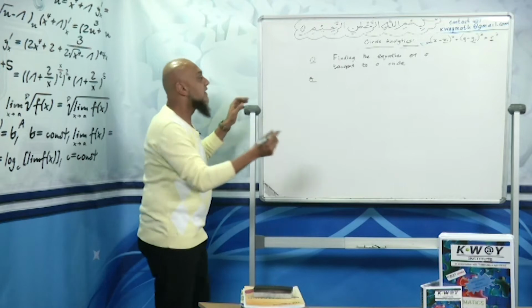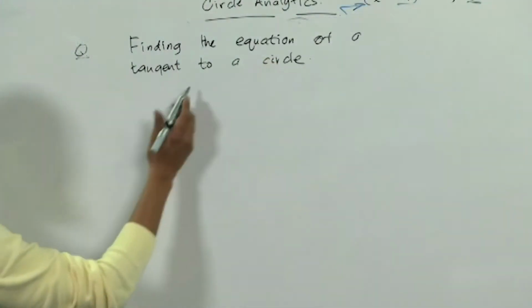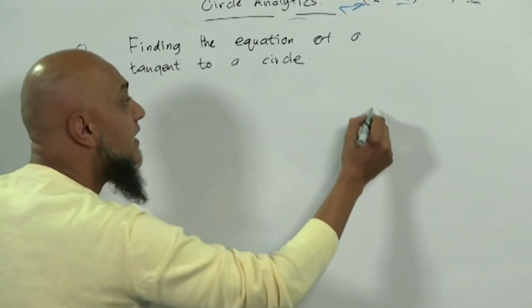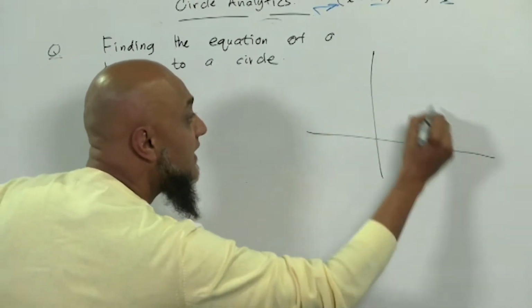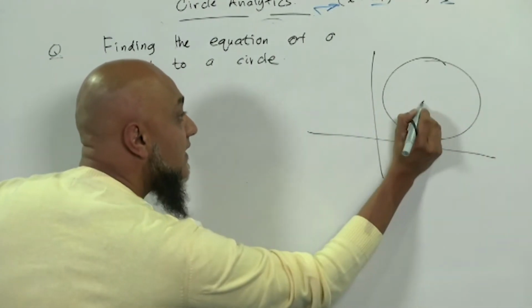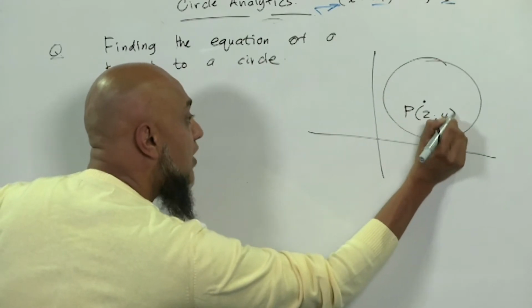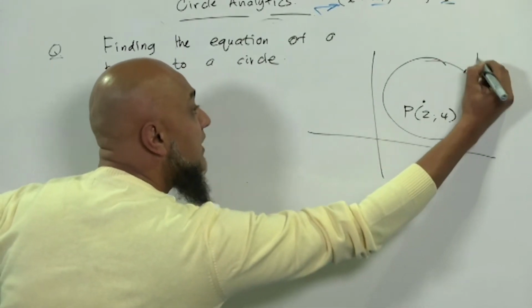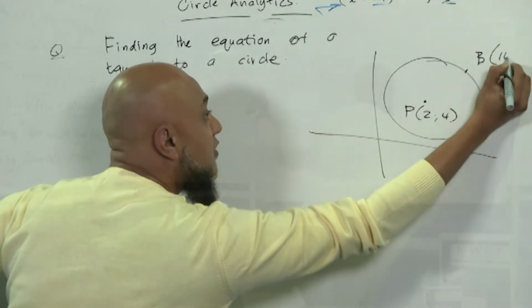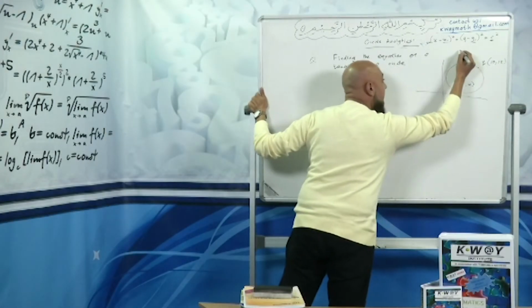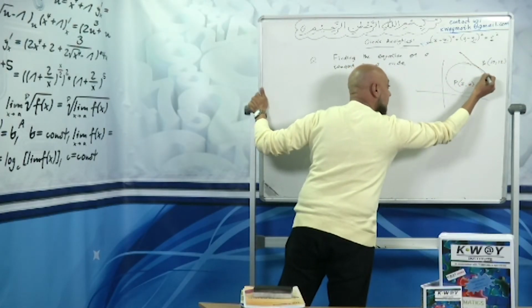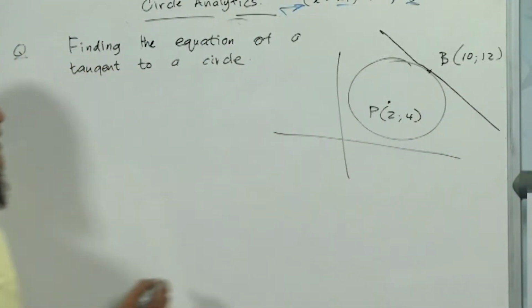Okay, so let's put a diagram here. In the exam, they give you a circle, they give you the center P at (2, 4), they give you a point on the circumference B, let's call it (10, 12), and they give you a tangent passing through that point. They want the equation of that tangent to that circle. It's worth 5 marks in the exam, boys and girls.